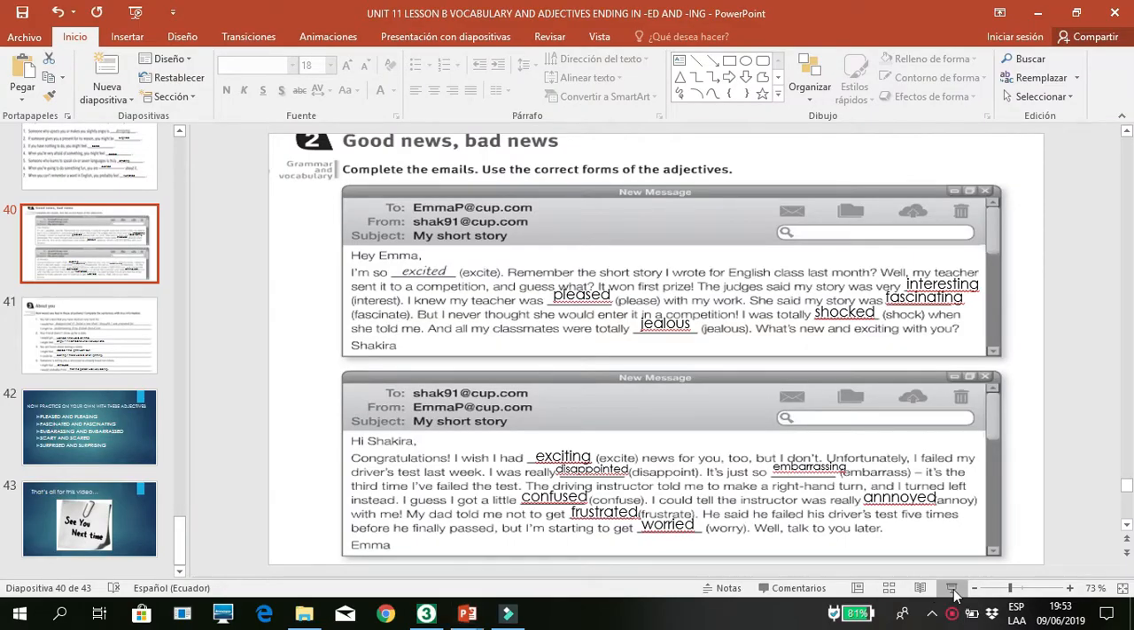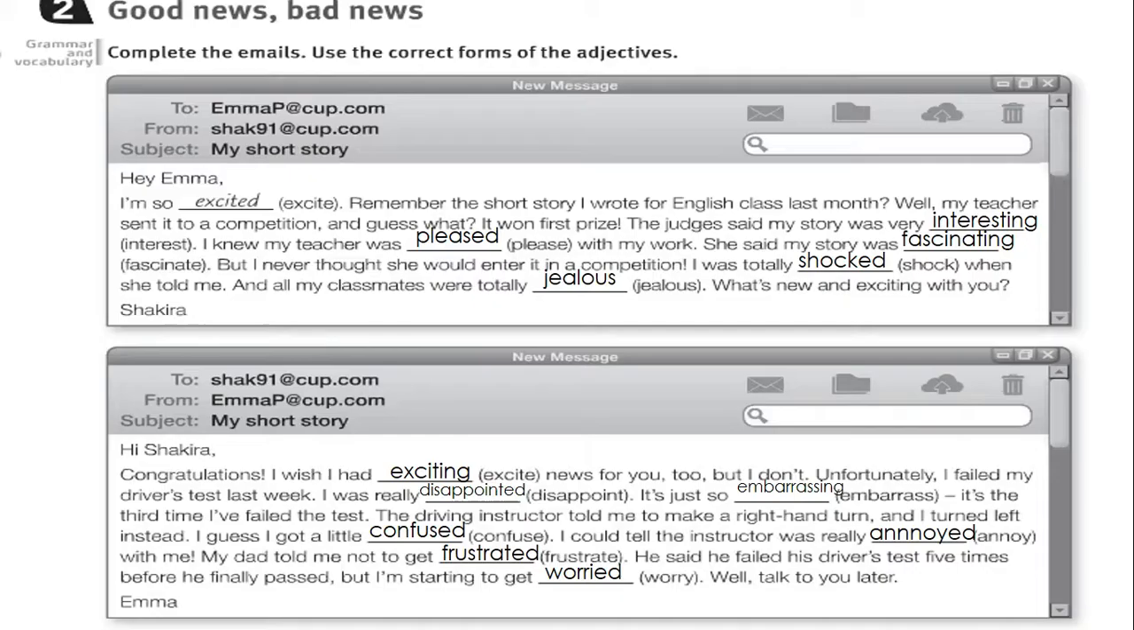With the last exercises to practice adjectives in -ed and -ing. So look, it says, complete the emails, use the correct form of the adjective. So it says, "Hi Emma, I'm so excited." This is how I feel. "Remember the short story I wrote for English class last month? Well, my teacher sent it to a competition and guess what? It won first prize. The judges said my story was very interesting."